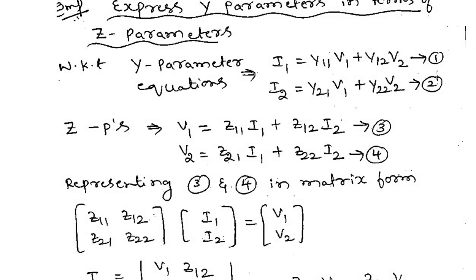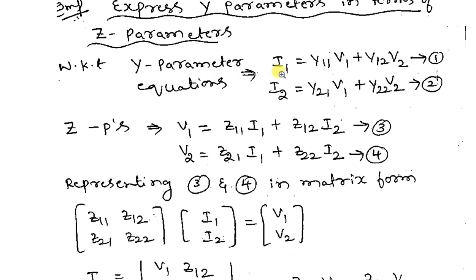In this video, I'm going to explain the second conversion. That is, we are going to express Y parameters, admittance parameters, in terms of impedance parameters. That is, we have to express Y parameters in terms of Z parameters. So write the Y parameter equation.